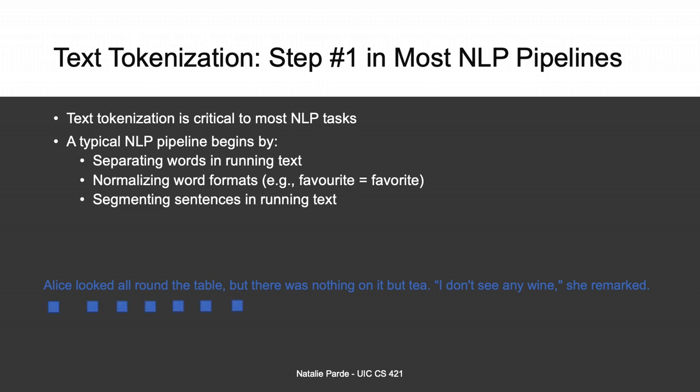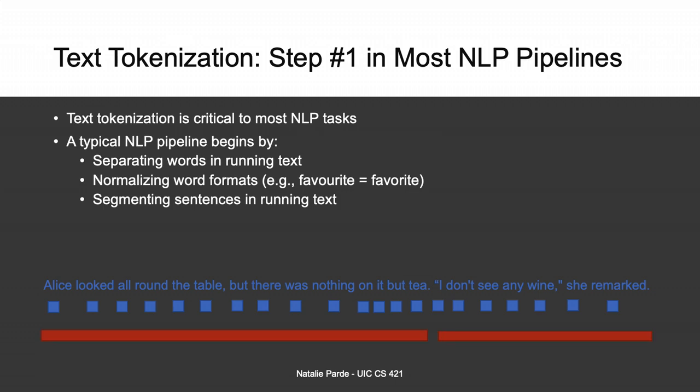An NLP pipeline generally starts by separating words in running text, or tokenizing them. It'll also normalize them. So for example, if there are both British and American English spellings, it can switch everything to one or the other. And then it'll segment the sentences, which can be really useful for defining contextual boundaries.